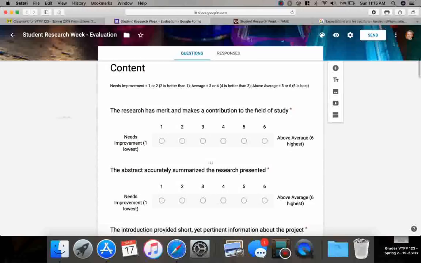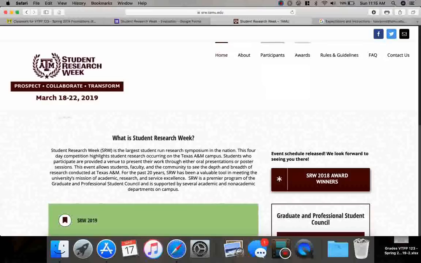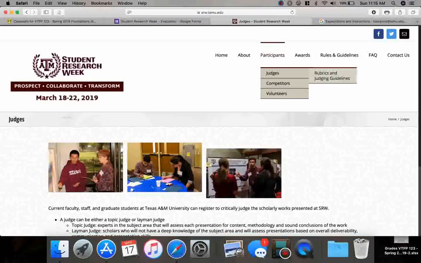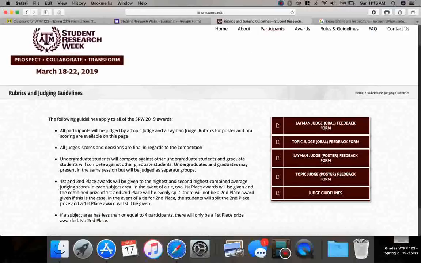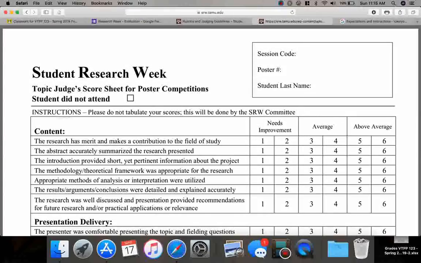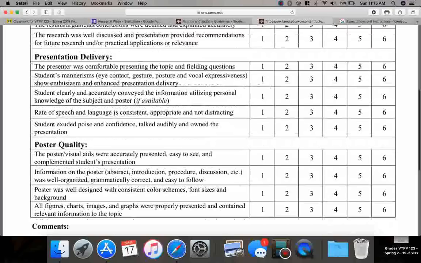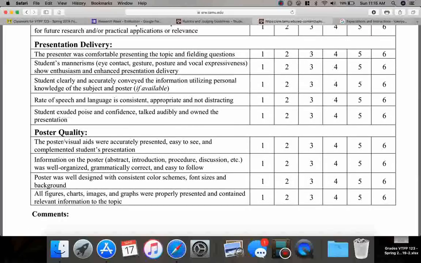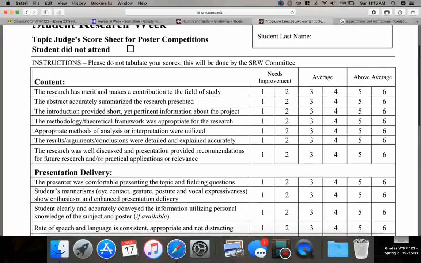Content. The way the judging score sheet works, I'm going to show you this super quick. If we go to Judges and their rubrics and guidelines, I'll show you right here. Here is the topic judge for a poster. You notice these are going to be the same questions that we're going to talk about. The only difference in the poster and the oral, this says presentation aids instead of poster quality, and the questions are slightly different, but they're basically asking the same thing.